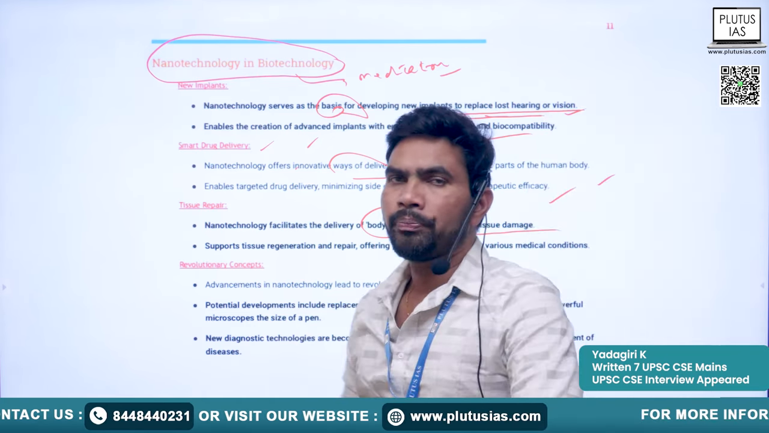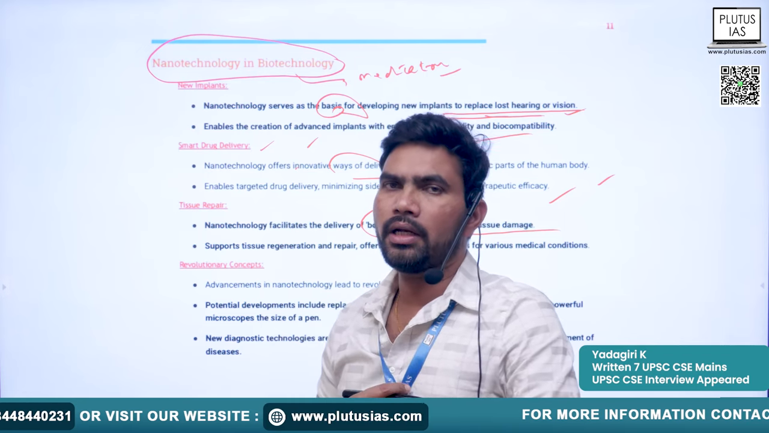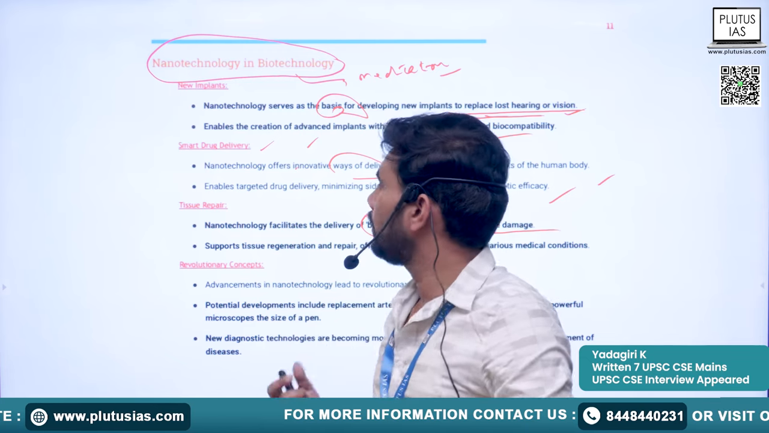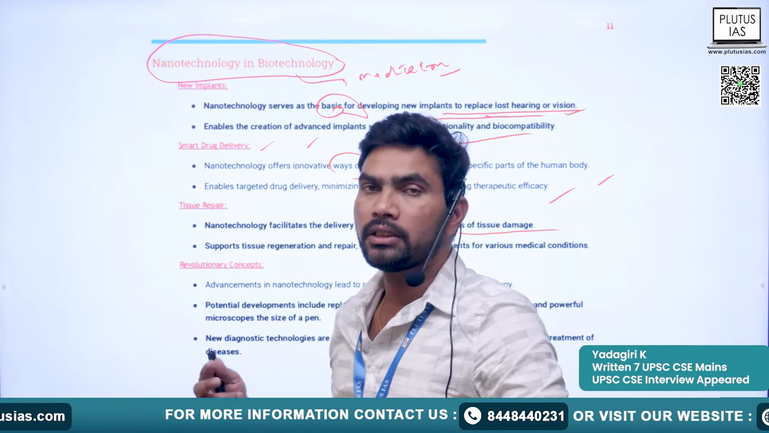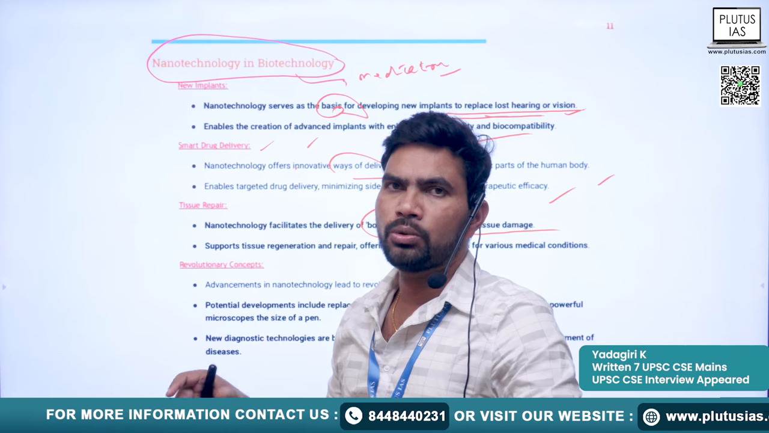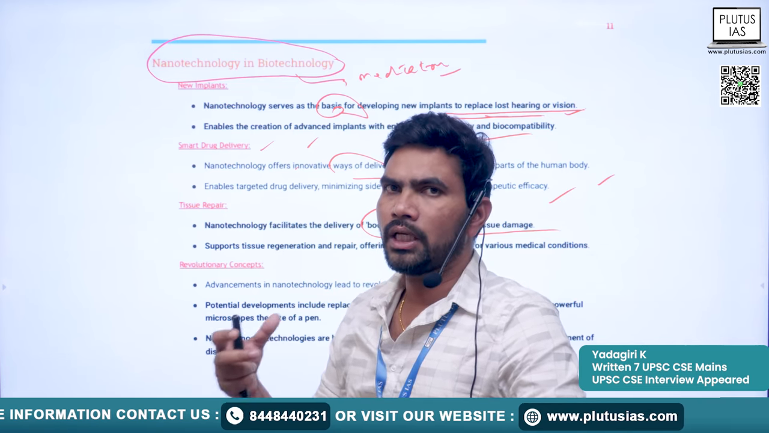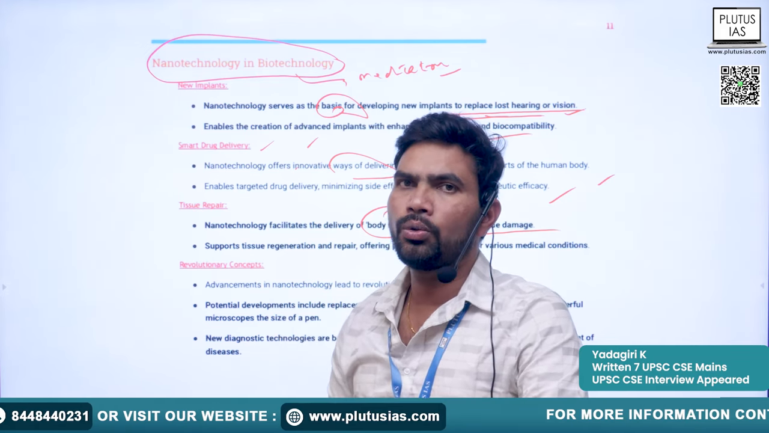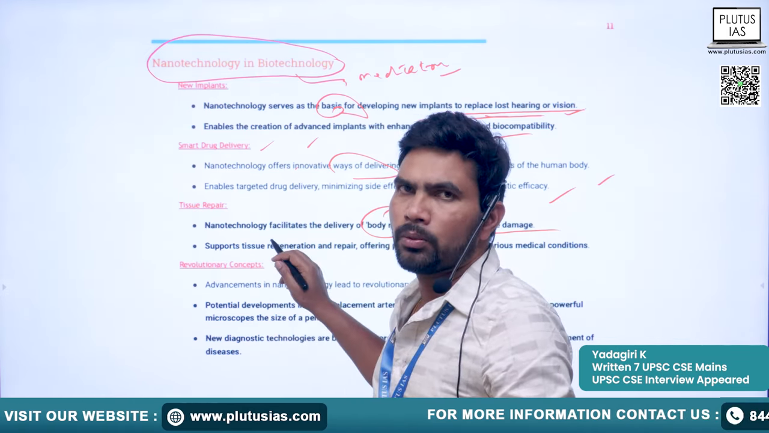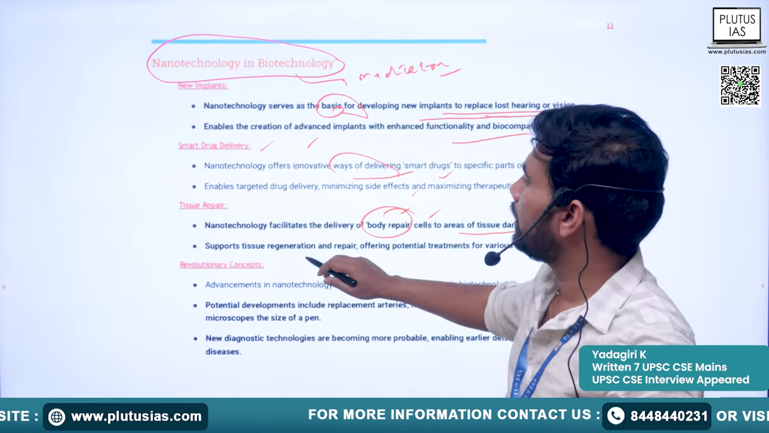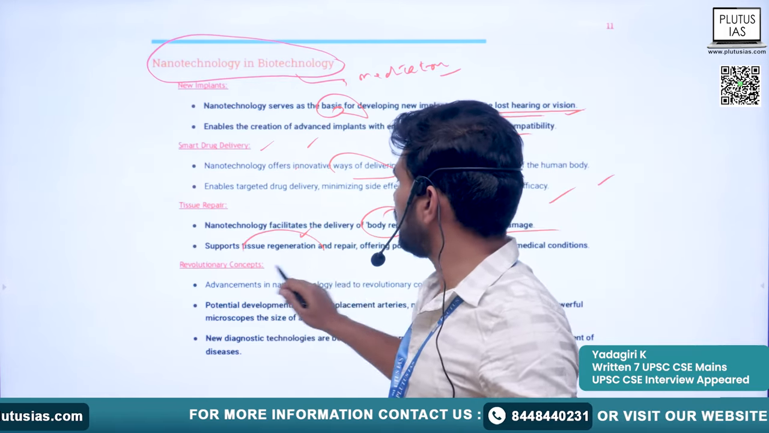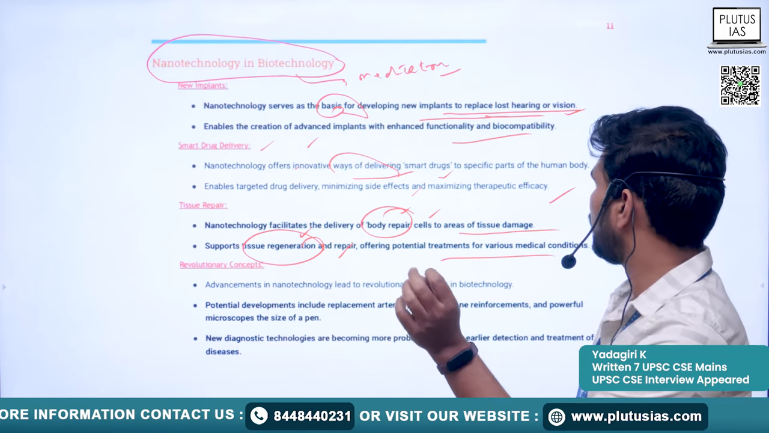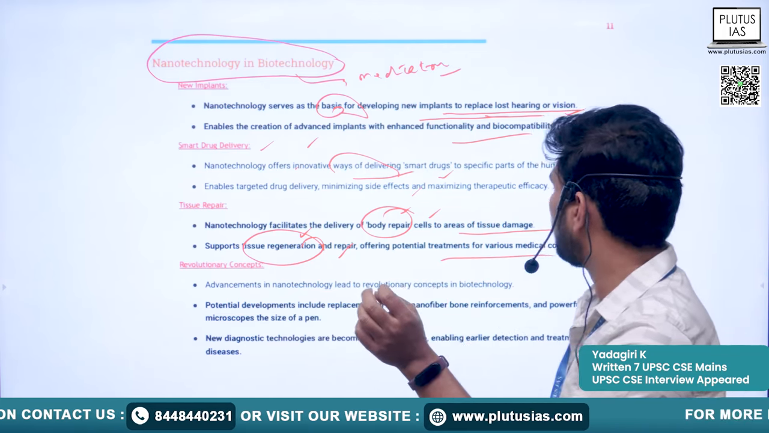For example, an accident has happened and a particular body part has been damaged. So we can send specific cells to that area where the body part or muscle regrows. So these kinds of possibilities are there. Similarly, it supports tissue regeneration and repair, offering potential treatments for various medical conditions.